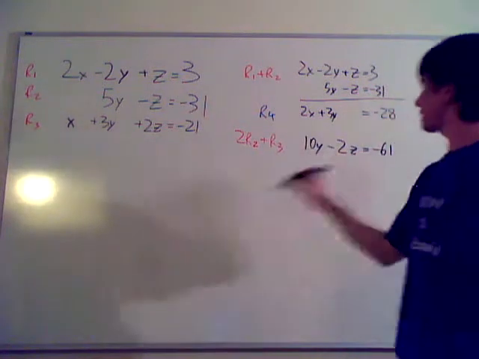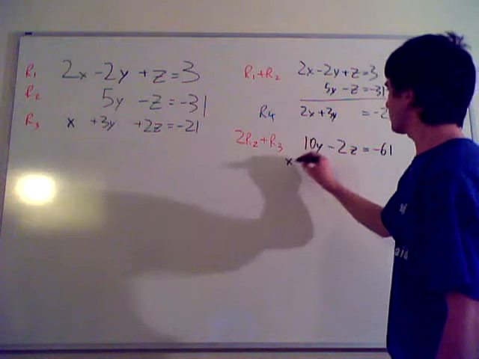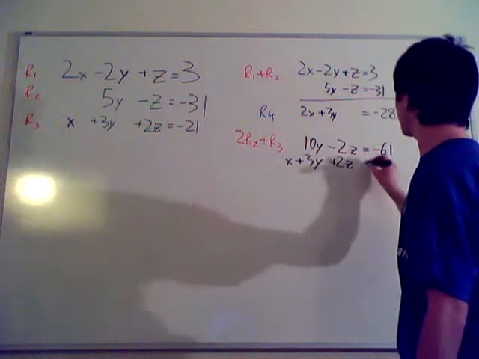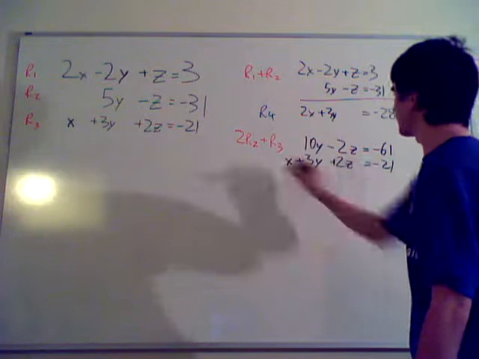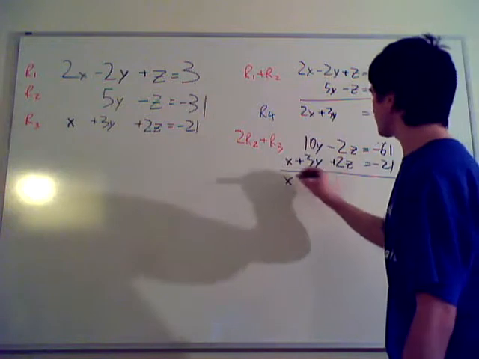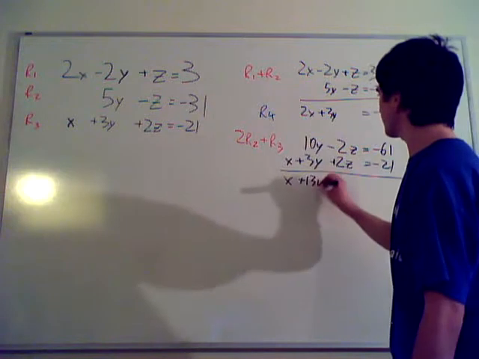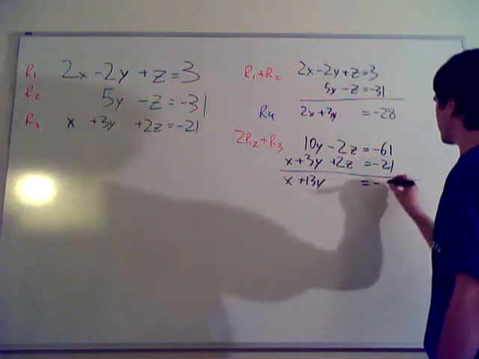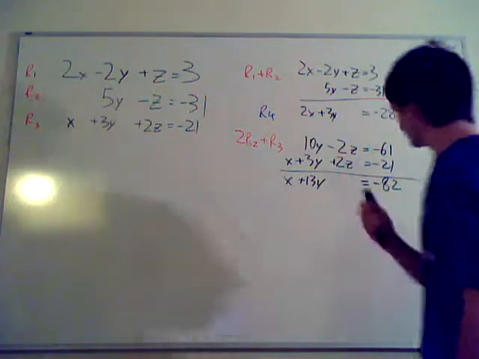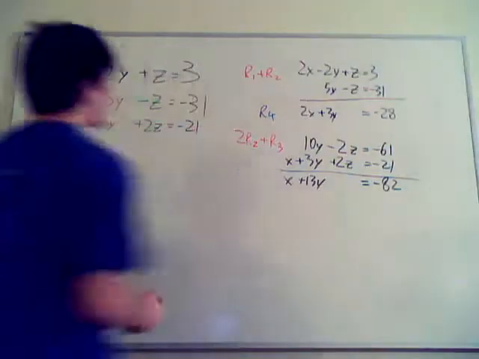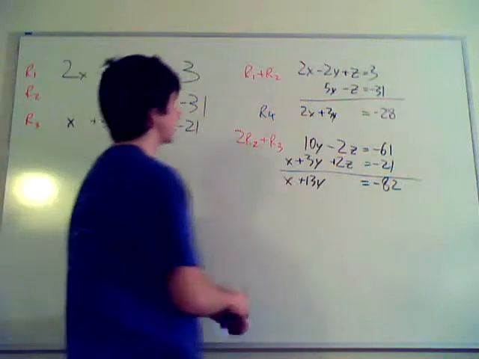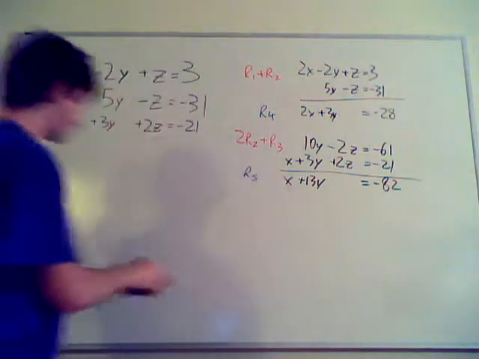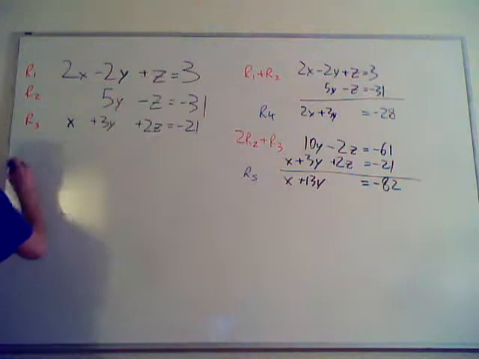Okay? R3 is x plus 3y plus 2z equals negative 21. Together, that is x plus 13y, this cancels again, which is good, and equals negative 82. Okay? So now I'm going to call this R5.